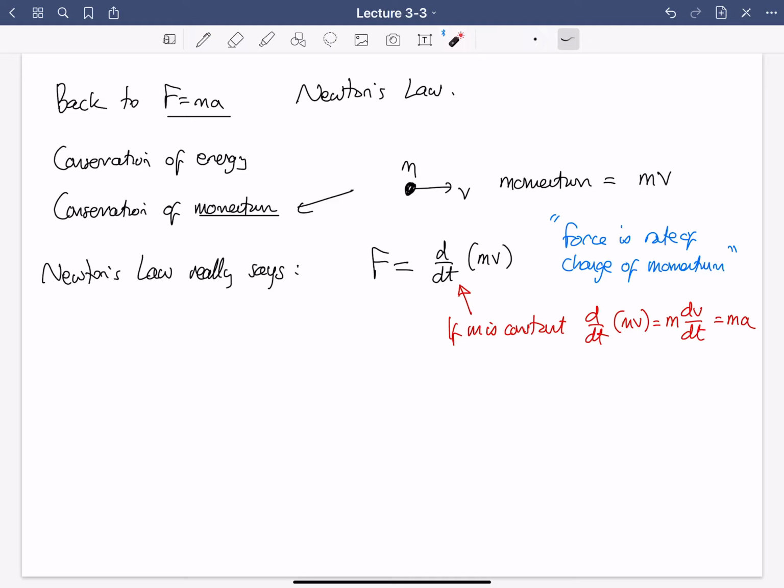Okay, so that's the usual Newton's law when mass is constant, F equals ma. But this slightly more general version is sometimes useful. Sometimes the mass is changing over time, and so that's really the right way to state Newton's law.